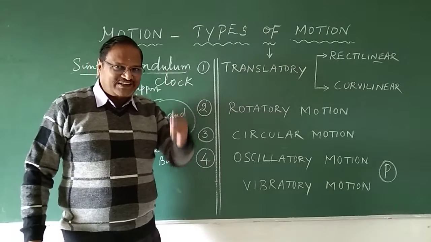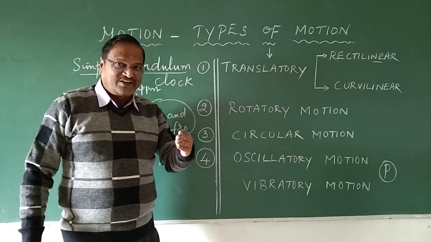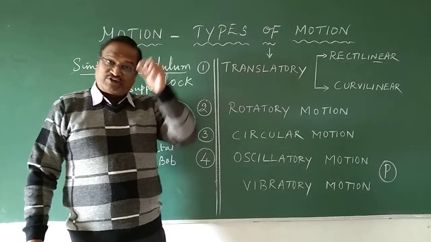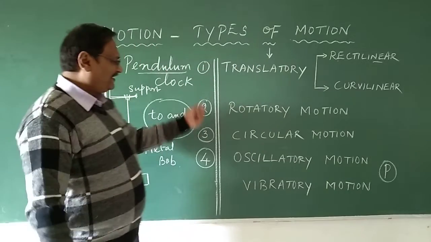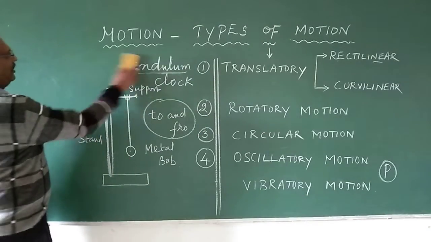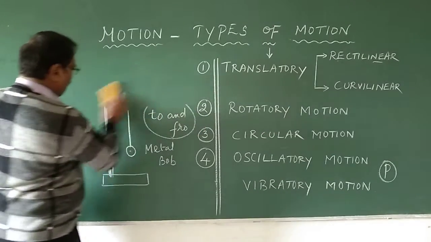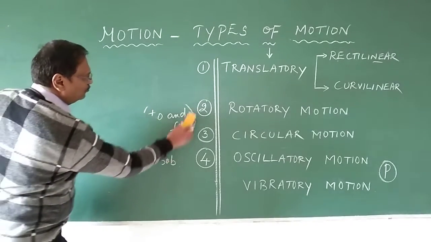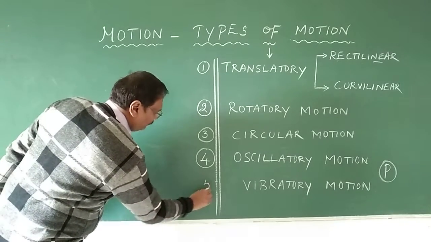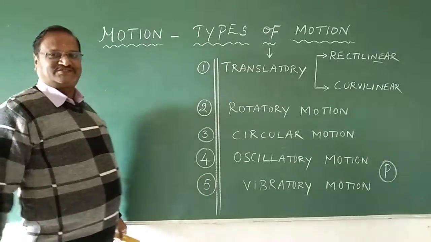There is a middle point there, that is called the mean position, right? It goes up, down, one side and another side, and is fixed at one point here, and that is called oscillatory motion, right? Now, we move on from oscillatory motion to the next type of motion, called vibratory motion.